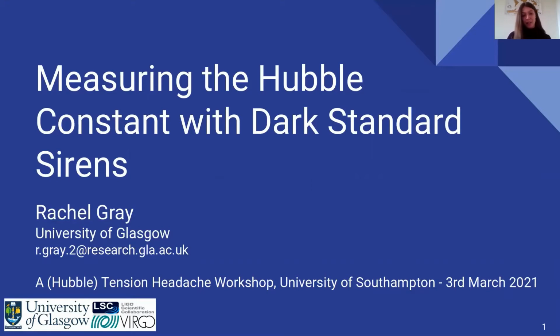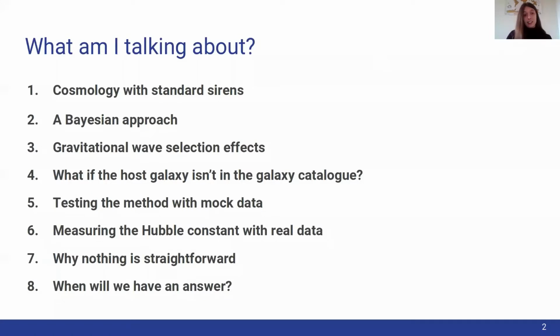I'm a final year PhD student at the University of Glasgow, and I've spent the last 3 years working on measuring the Hubble constant using dark standard Sirens. In this talk, I'm going to give a brief overview of cosmology with standard Sirens and the maths behind it, followed by a look at gravitational wave and electromagnetic selection effects, what they are and how they can best be accounted for. We'll then briefly look at testing this method with mock data and then using it on real data from LIGO and Virgo's first and second observing runs to measure the Hubble constant.